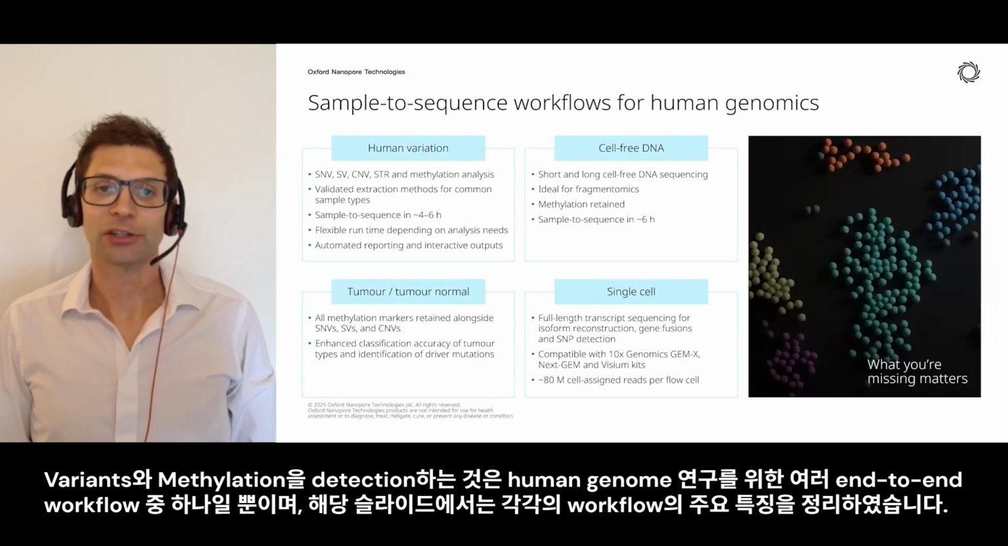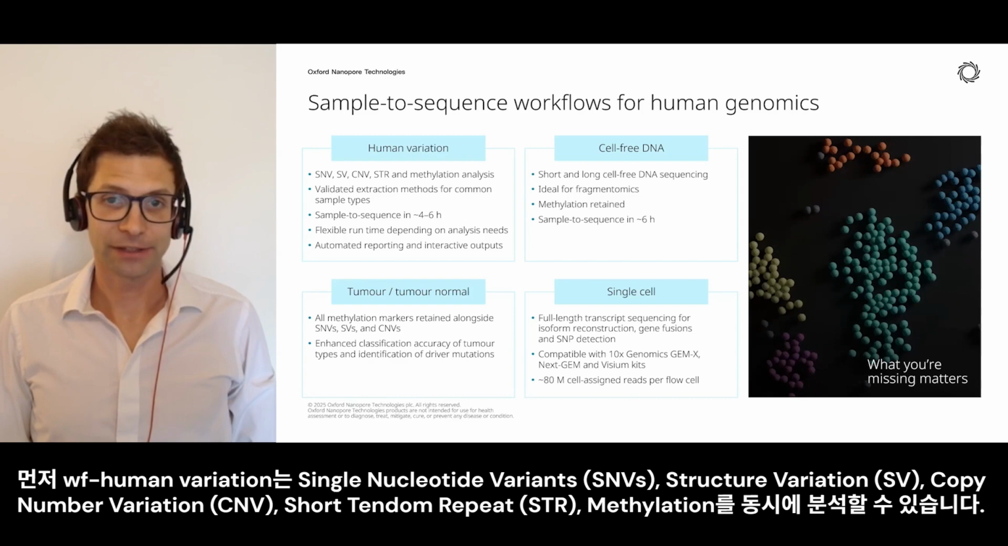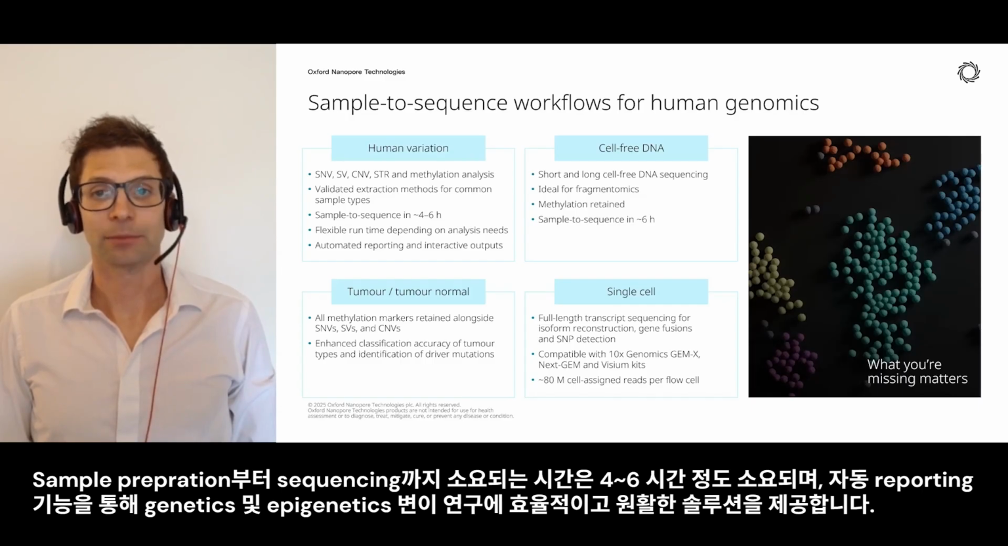Detecting variants and methylation in human samples is not the only end-to-end workflow we have developed in the space of human genomics. This slide reviews their key features. Starting with the human variation workflow, it allows simultaneous analysis of SNVs, SVs, CNVs, STRs, and methylation. With a sample to sequencing time of 4 to 6 hours, depending on the sample type, and automated reporting, this workflow provides a seamless and efficient solution for studying genomic and epigenomic variations.